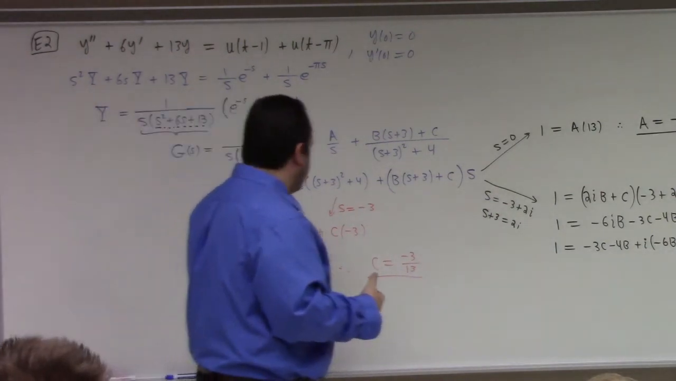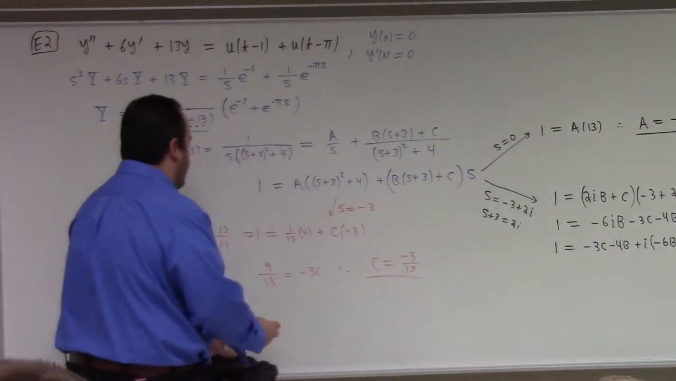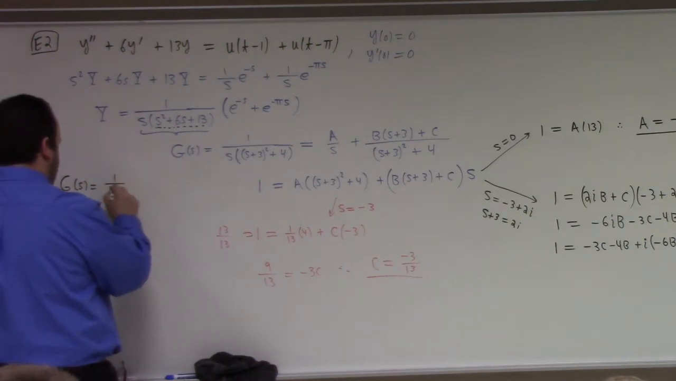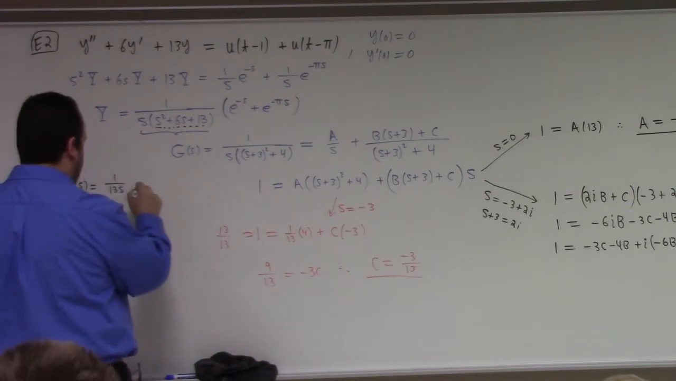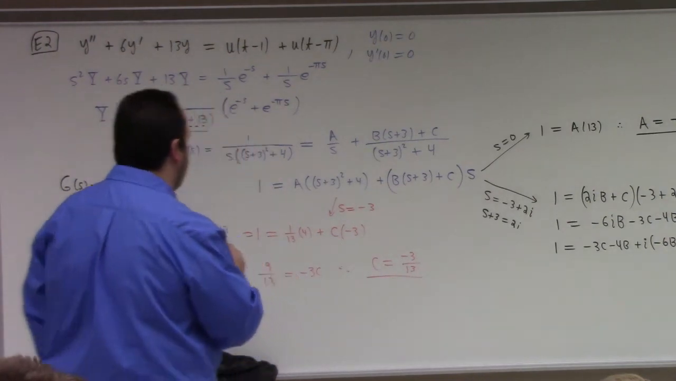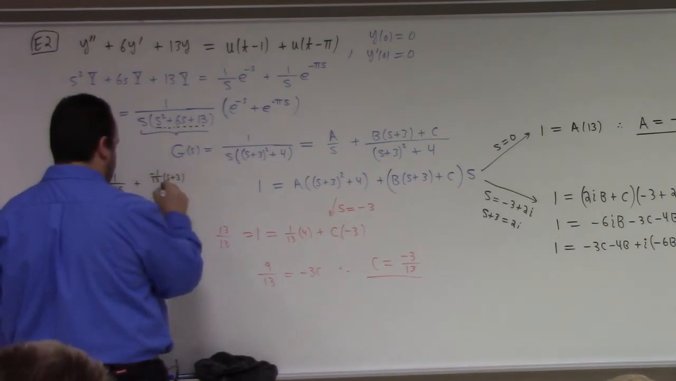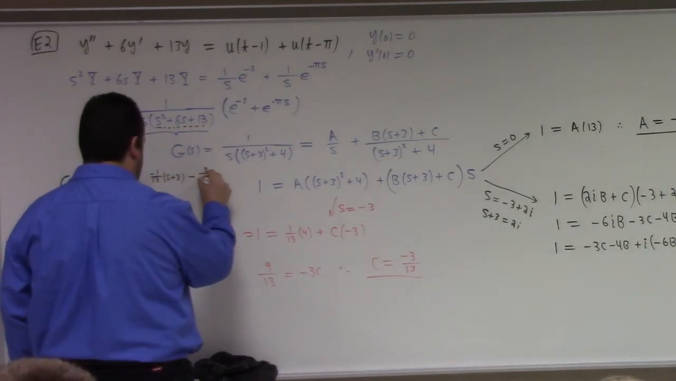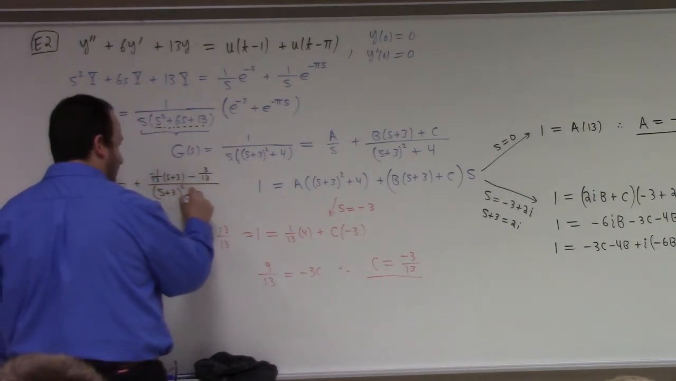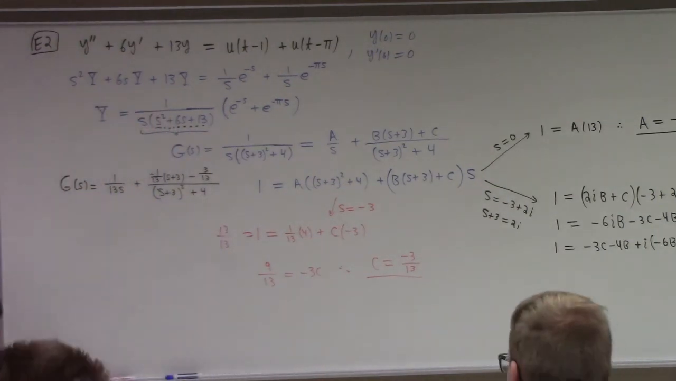What did we find? Let's summarize. Collect our thoughts here. What do we get? We have worked out that g of s is 1 over 13s, plus, then the b was what? What was b? Thank you, minus 1 13th, times s plus 3, and then minus 3 over 13, all divided by s plus 3 quantity squared plus 4. There you go. Any questions about the partial fractions before I erase?